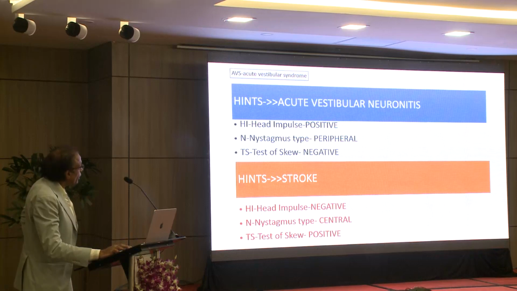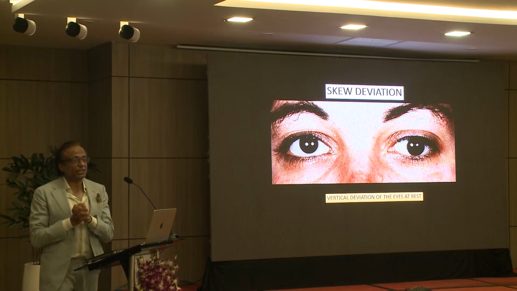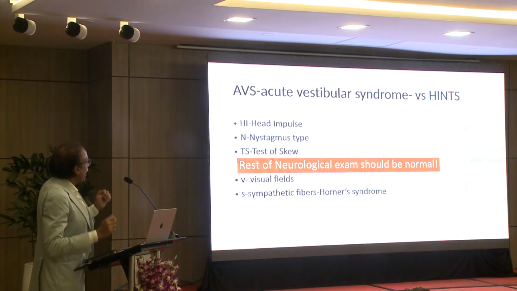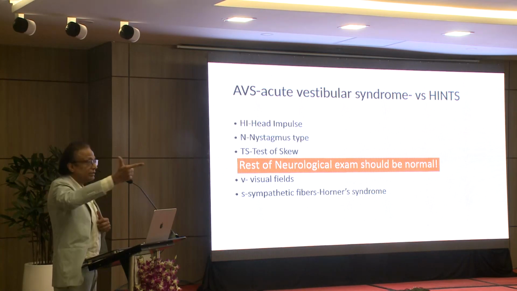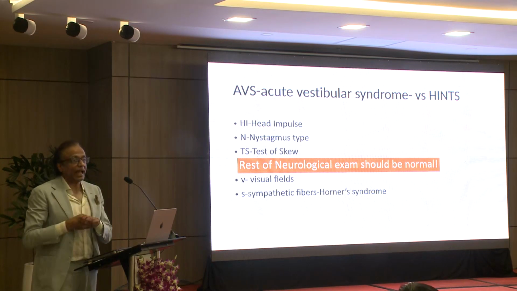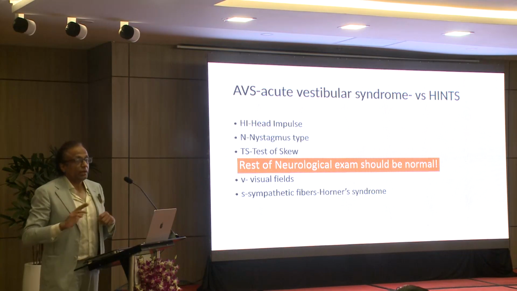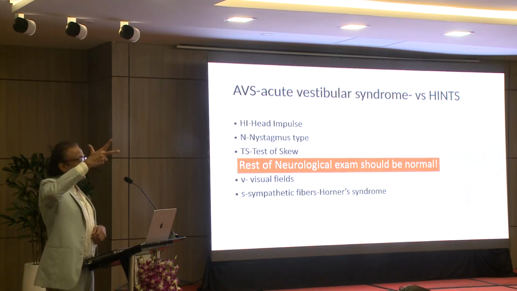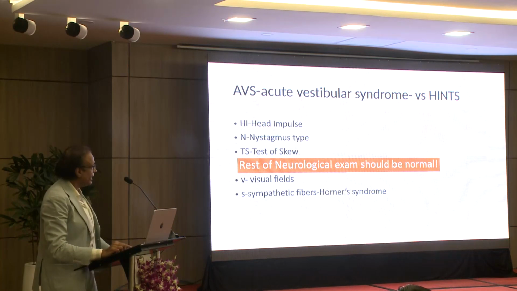Finally, skew deviation. What is skew deviation? It is vertical deviation of the eye. So, if you have a patient with head impulse negative, skew deviation present, and the nystagmus is central in nature, this patient has a stroke syndrome, whatever the MRI shows. But on the other hand, if the head impulse is positive, skew deviation is negative, and the nystagmus is peripheral in nature, then this acute vestibular syndrome is peripheral in nature.